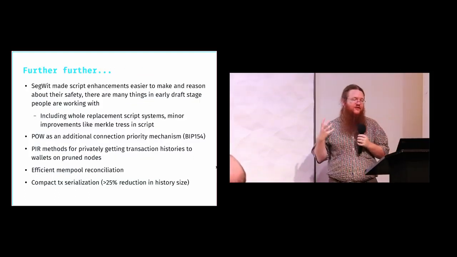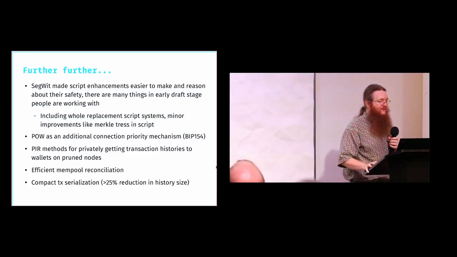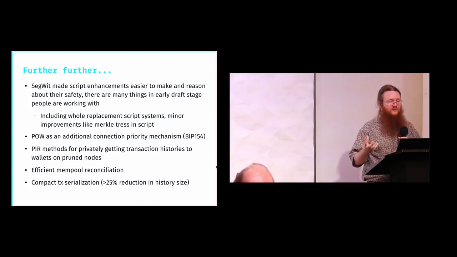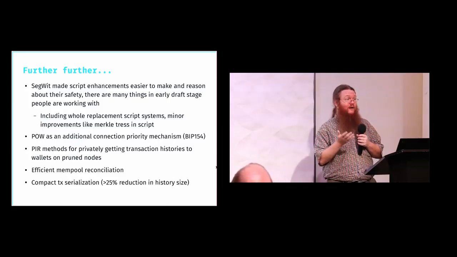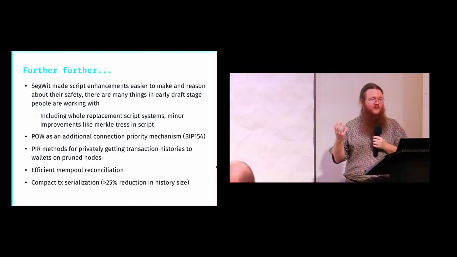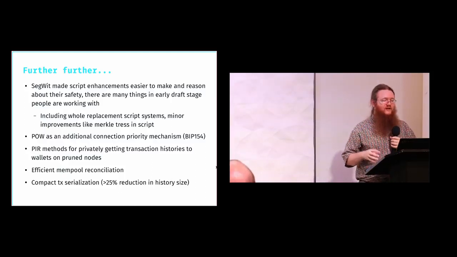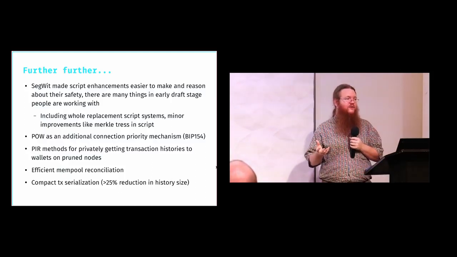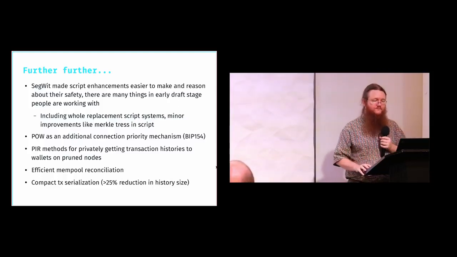SegWit made it much easier to make enhancements to the script system to replace and update it. And there are several people who are working on script system enhancements, including whole replacement alternative script systems that are radically more powerful. Those are pretty cool, but it's really hard to say when something like that could possibly be adopted. But there's also a lot of minor improvements being proposed, like being able to do Merkle tree lookups inside Bitcoin script that can allow you to build massively more scalable multisig, like Peter presented a couple months, or a year or so ago, maybe key tree signatures.